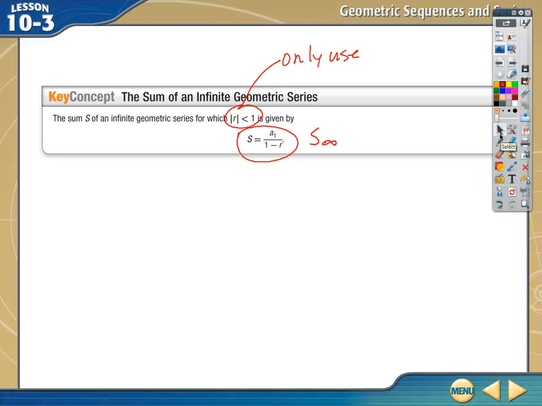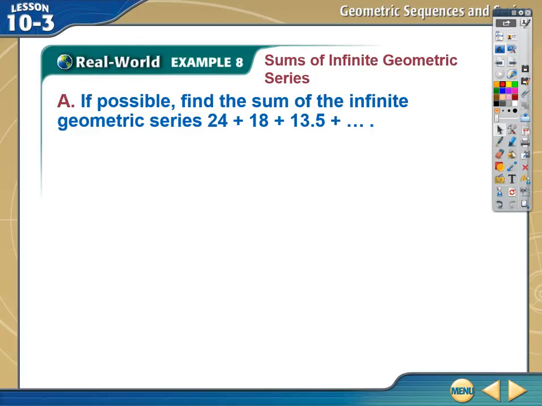So when I take a look at this next one, again, it says, if possible, find the sum of this infinite geometric series. So again, what do I need to know in order to find out if it's possible? The first part of being possible is I need to find the common ratio. And my common ratio, again, is the second term divided by the first term.